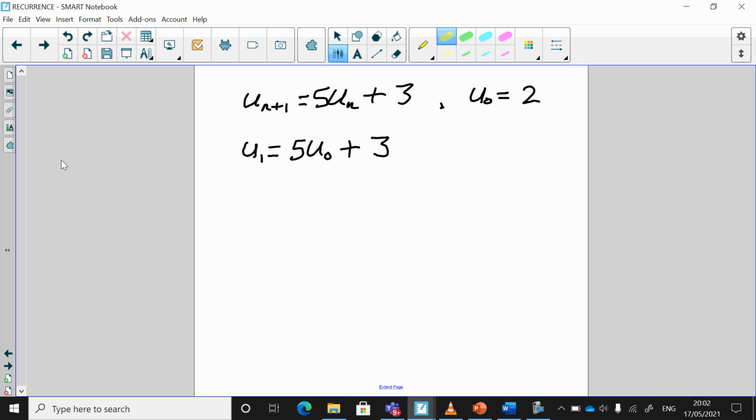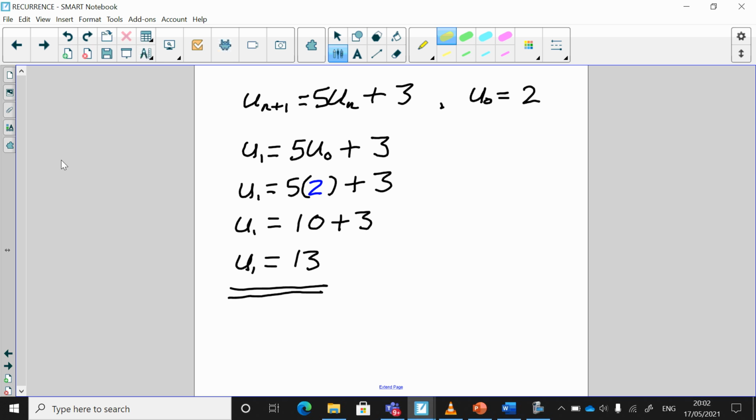Okay. U1 depends on U0. That's why it's next to the 5. Let's put U0 in there, its value of 2. 5 times 2, add 3. 5 2s are 10, add 3 is 13. So that's our next value here, U1.